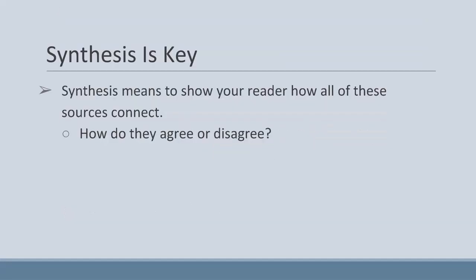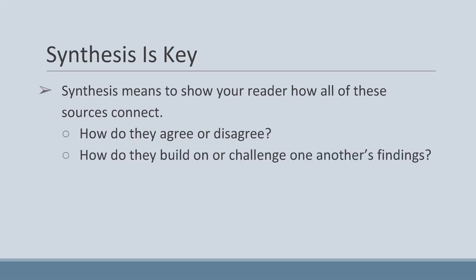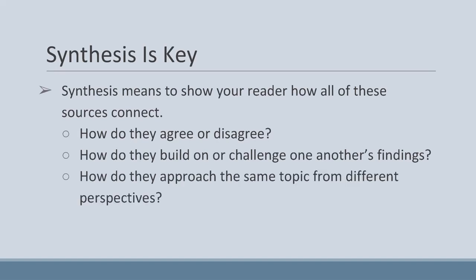Synthesis is key to a literature review. Synthesis means to show your reader how your sources relate to one another, how they agree or disagree, how they build on top of or challenge one another's findings, or how they take different perspectives on the same topic.